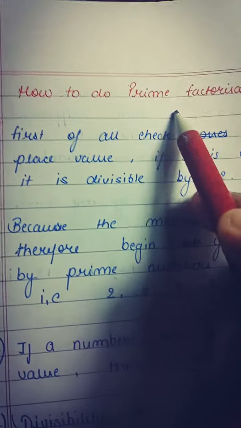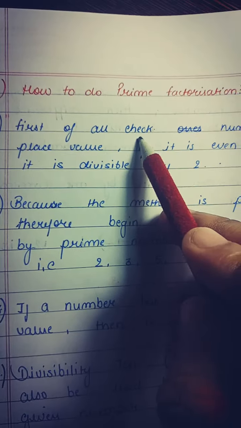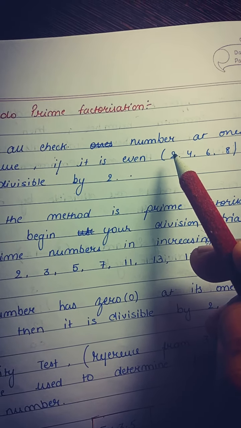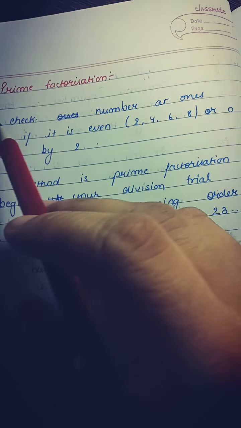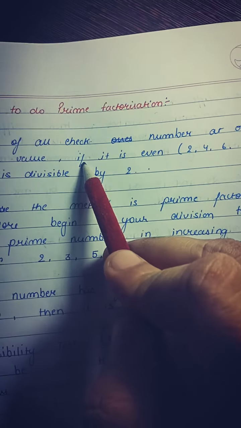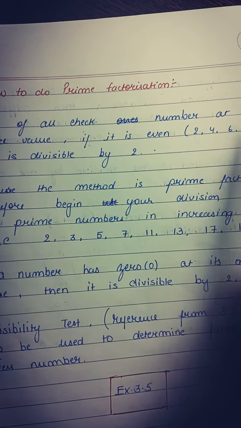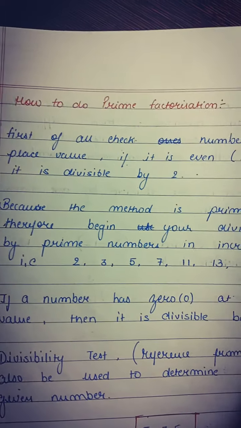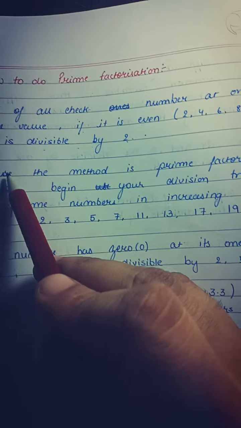Now the rules of prime factorization. How to do prime factorization? According to this, first of all check the units digit, the number that is present at the units place value, ones place value. If the number at the ones place is either even, 2, 4, 6, 8 or 0, then it is divisible by 2. That is rule number 1.